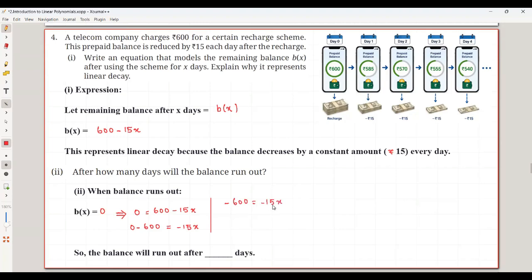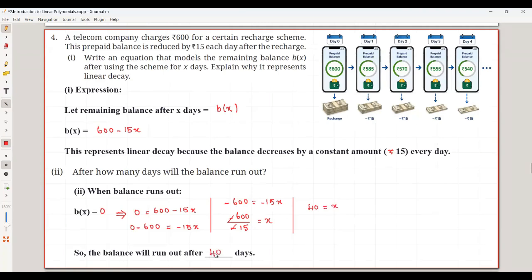Now take this minus 15 to this side. It is multiplied with x, so moving it to this side it becomes division. Minus 600 divided by minus 15, the minuses cancel, so 600 divided by 15 is 40. So 40 is equal to x. The balance will run out after 40 days.